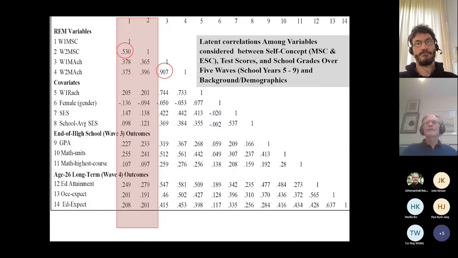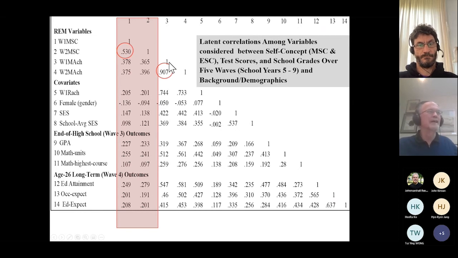So these are the correlations. These are all latent correlations, so they're mostly corrected for unreliability, except for the ones that are, well, at least the self-concepts are. It's only the self-concepts that are multi-item ones, so it's only those that are corrected for that.